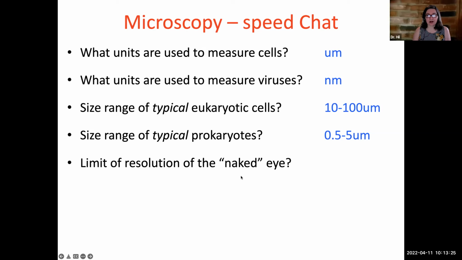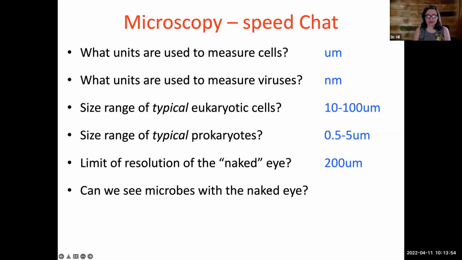When we look at things with our eyes, what's the smallest thing? A typical, really healthy eye, not mine. Now I can't see anything without reading glasses, but the limit of resolution of the human eye is typically described as being what? That's correct. 200 micrometers, or what would that be in millimeters? Convert it to millimeters in the chat for me. Yeah, 0.2. Good. 0.2 millimeters or 200 micrometers.